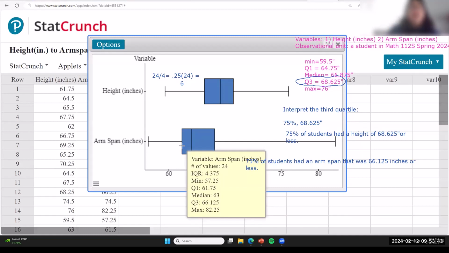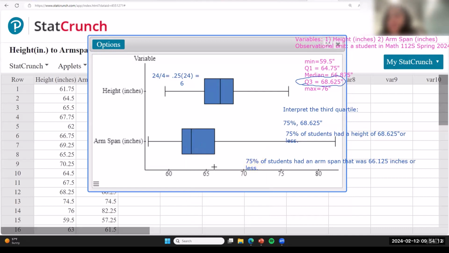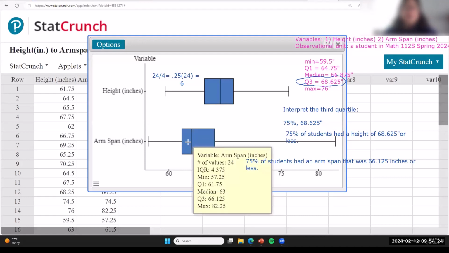No, you're right, it's always less. I would just say, you said 25% of students have an arm span of less than 57.25, but you have to also include the 57.25. So it's easier just to say 25% of students had an arm span that was 61.75 inches or less. Yeah, I was saying the wrong thing. It's easier to say that. Okay. So 25% of students had an arm span that was 61.75 inches or less. Cool.